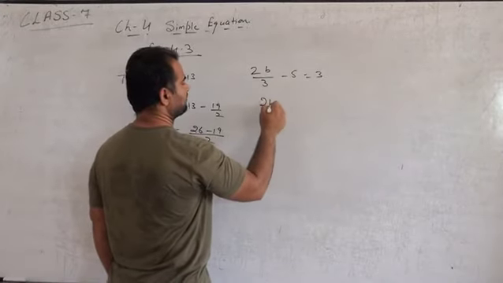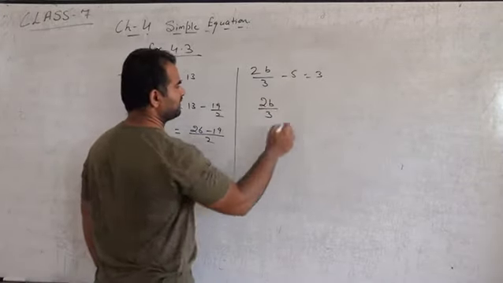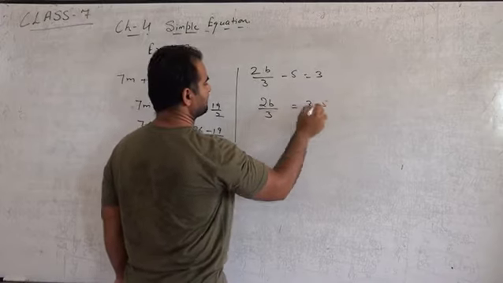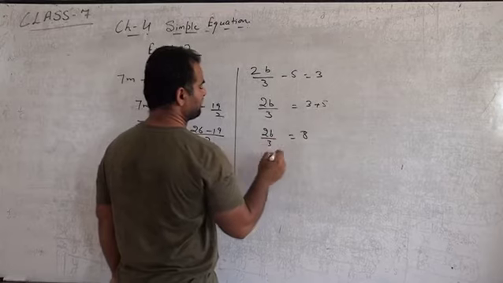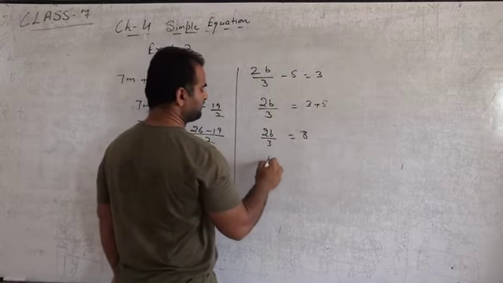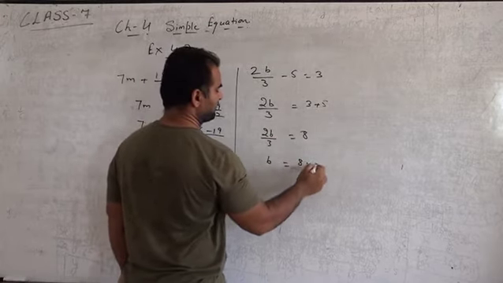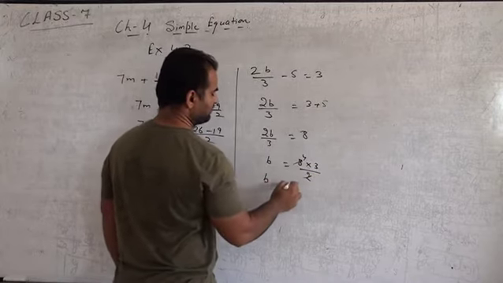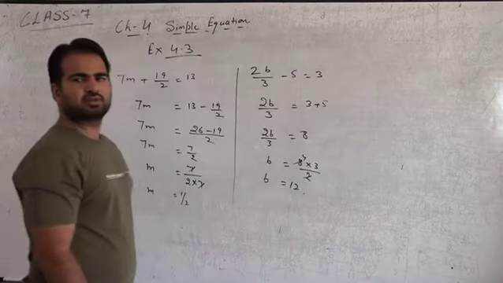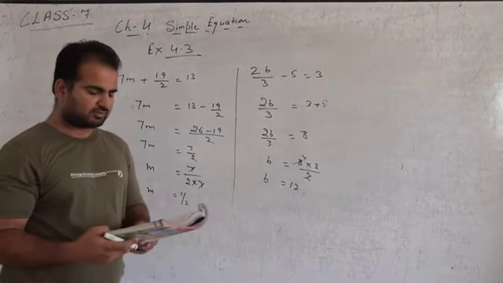So first of all, 2b upon 3 equals 3 plus 5. 2b equals 8 upon 3. And what is b equal to? 8 multiplied by 3 and upon 2. It will be 4. b equals 12. Okay. This was our question number 1.